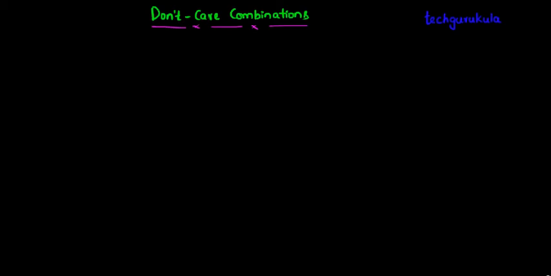In this video, we're going to see what are don't care combinations, or simply don't cares, in digital logic design. To start with, let us consider a function f of xyz. It's a function of three variables, and usually in a function definition, for some input combinations the function will have output 0, and for the rest of the input combinations the output of the function will be 1.